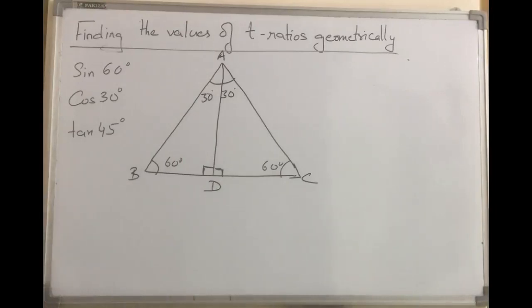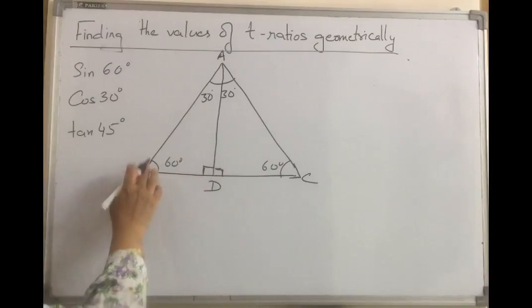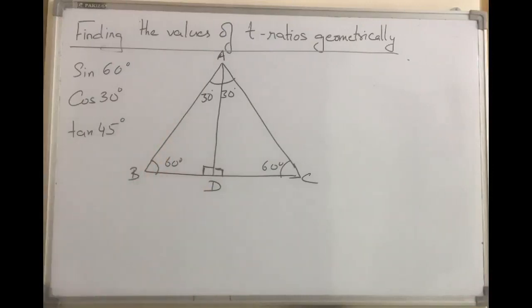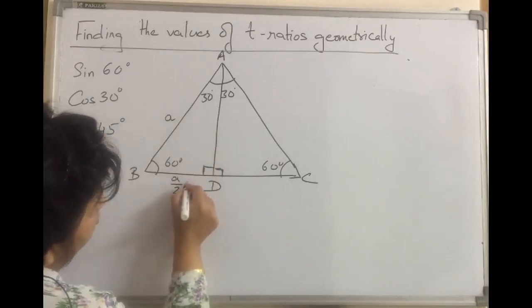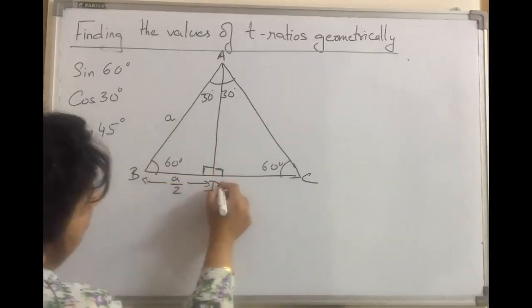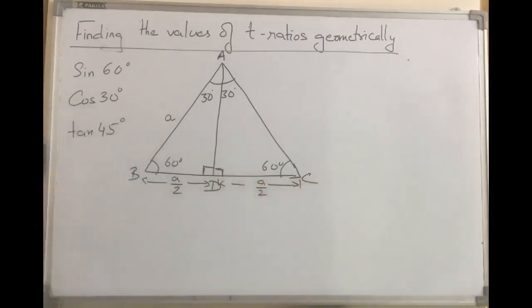Now, the two triangles are congruent. So, we have BD as half of the side. Let's say if the side AB is A, then BD will be A by 2. And DC will also be half of A. Why? In an equilateral triangle, the altitude divides the base into two equal parts. I'm going to explain sin 60 and cos 30 through the same figure.